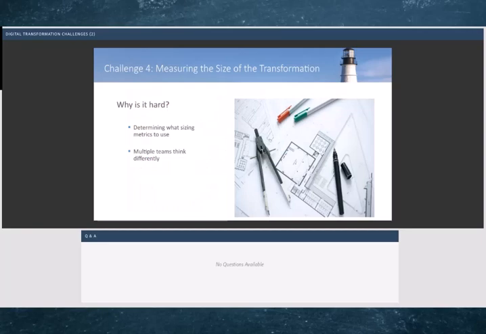Challenge number 4, measuring the size of the transformation. Someone asked earlier about sizing, and we're going to talk about it here. Why is it hard? Well, sizing in general tends to be a hard thing to do, whether you're doing a software development project or a package implementation. Whenever you're trying to measure the scope or the functionality, it can be a tough thing to do.